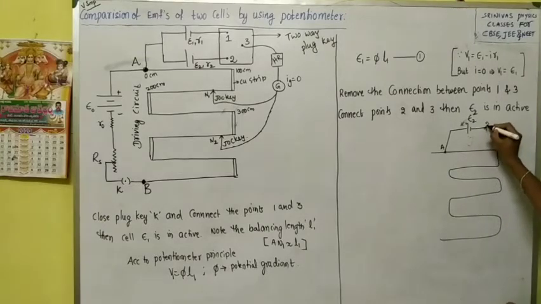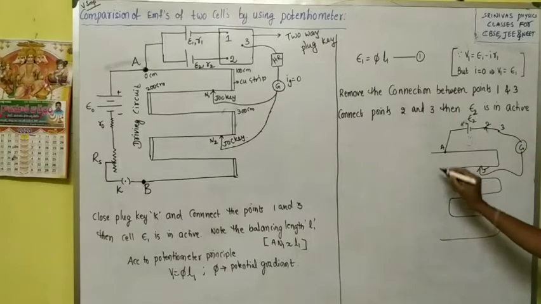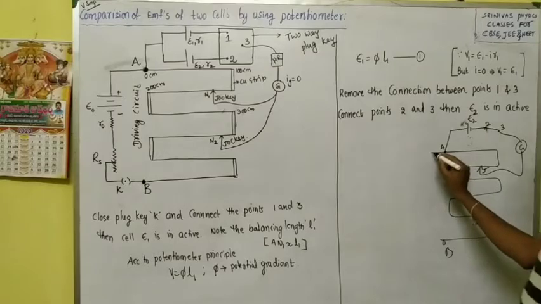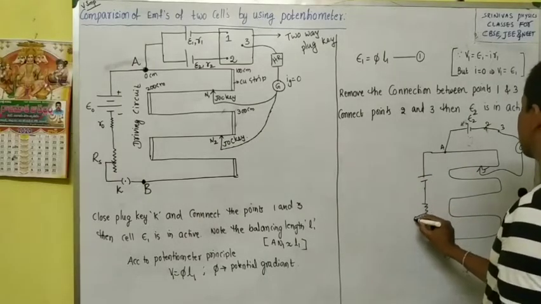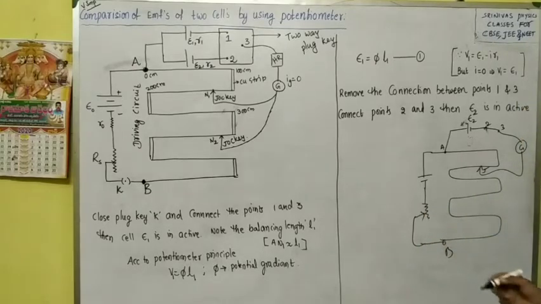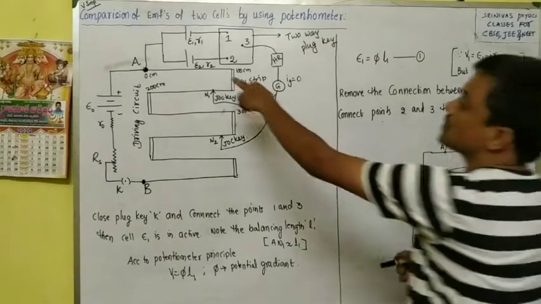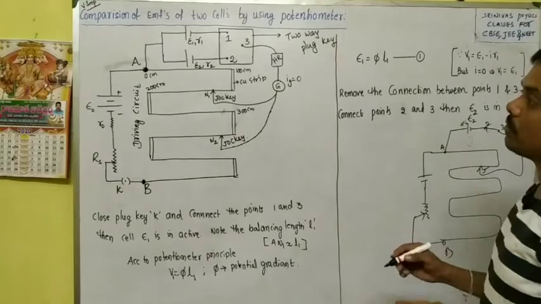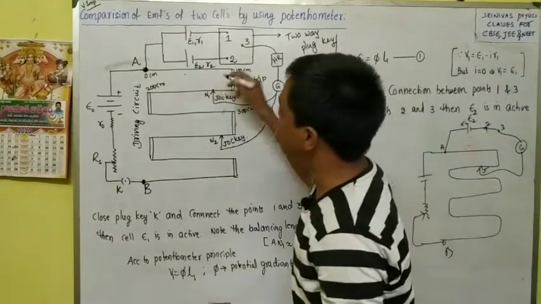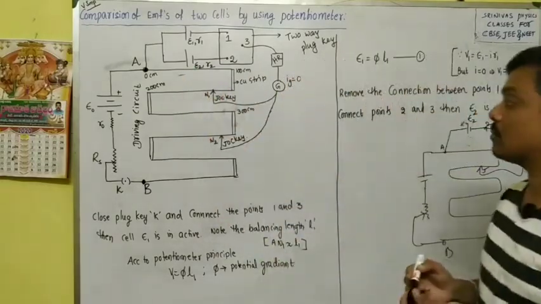This is 2. This is 3. And this is connected to the galvanometer. That is connected to some jockey, like this. Okay, look at here. Cell E2 is connected. E1 is not there. Only E2 is there. What we are doing here, again we follow the same procedure. What procedure? The jockey is pressed at various points, and at a particular point the galvanometer shows zero deflection.